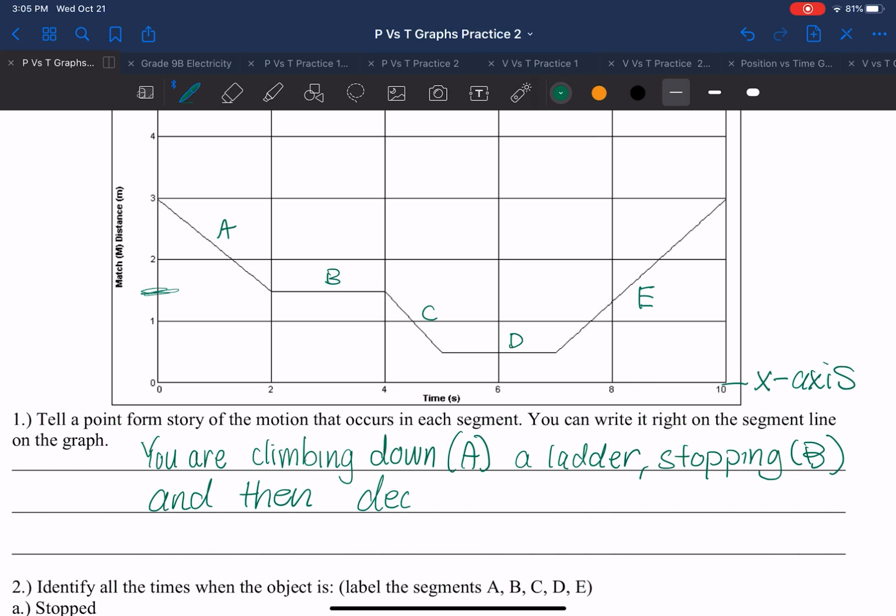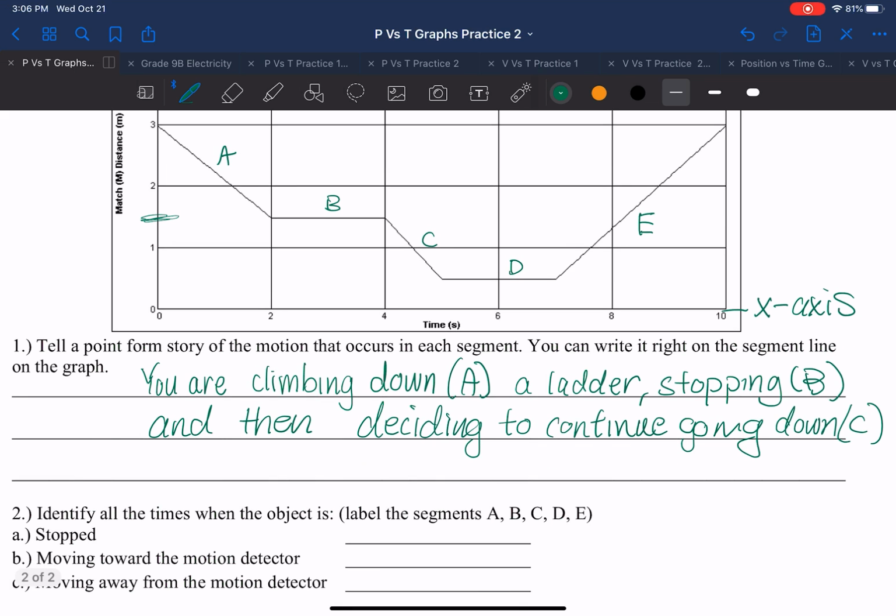deciding to continue going down. So C, you're going down that ladder again, and you're moving again. So your velocity again is going towards the x-axis. We see that in that straight diagonal slope going towards the x-axis, that it's going down, okay?